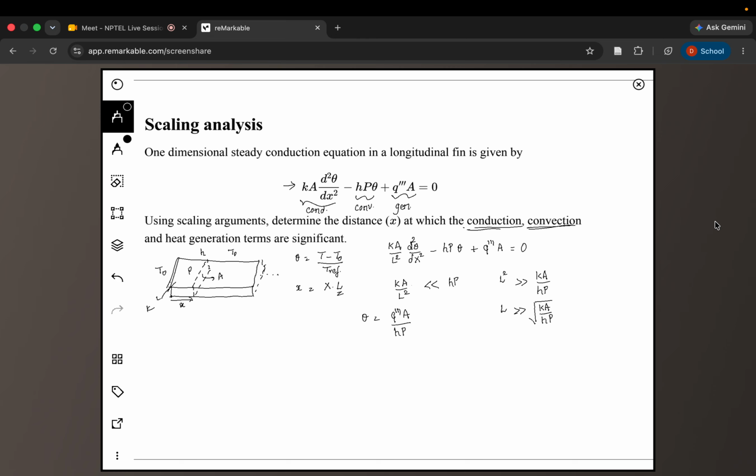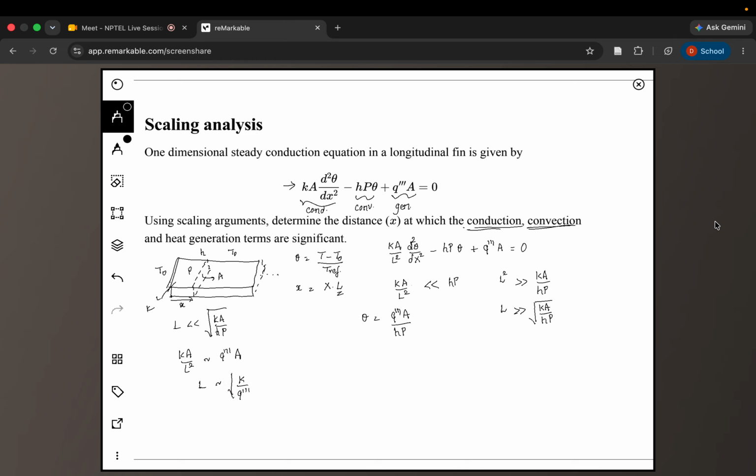or you can also consider the other way around, where this term is actually significant and comparable to the convection term. So if I put it the other way, when L is very much less than square root of Ka by Hp, then the conduction term cannot be neglected, and these two terms become significant. Or you can also consider another length scale where Ka by L square is of the same order as Q triple prime A. So that would give me L of the order.